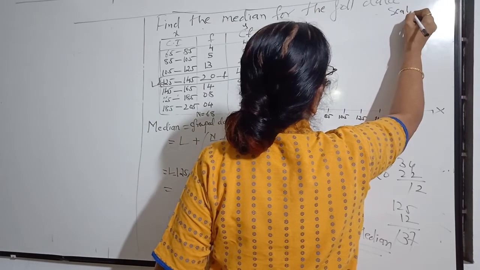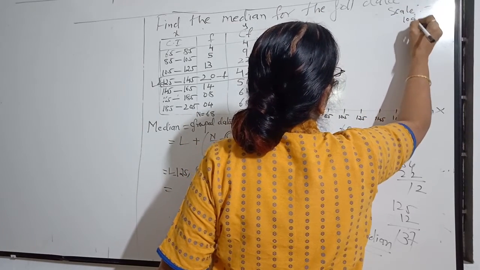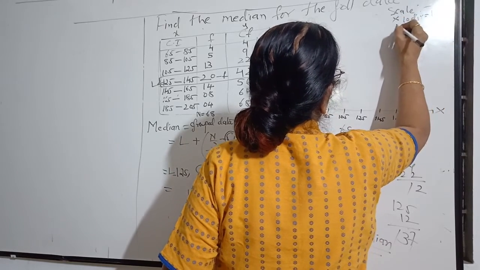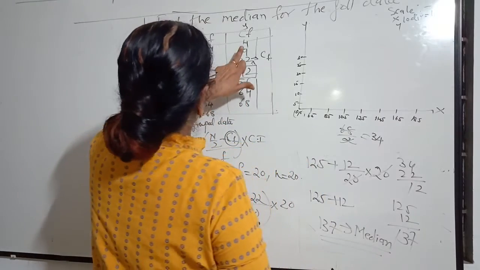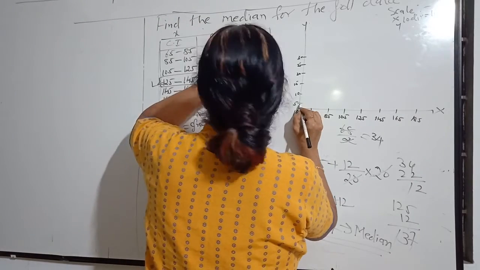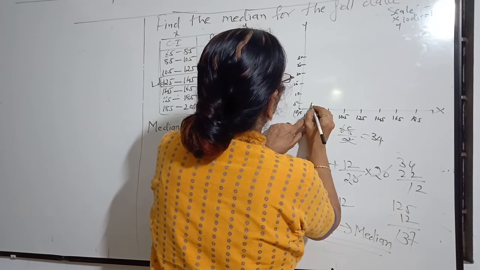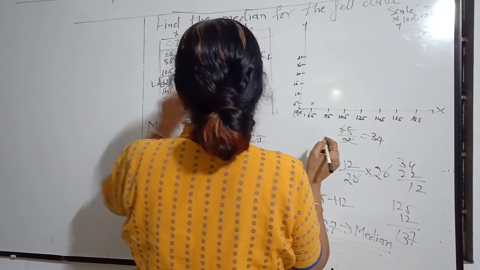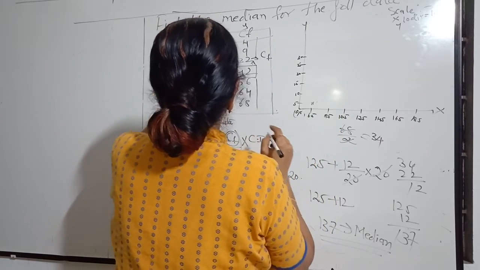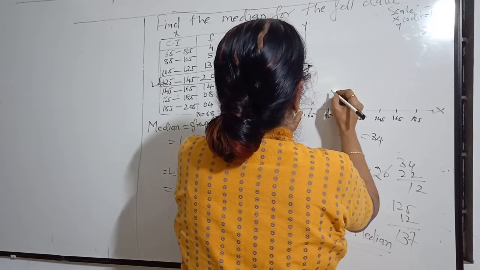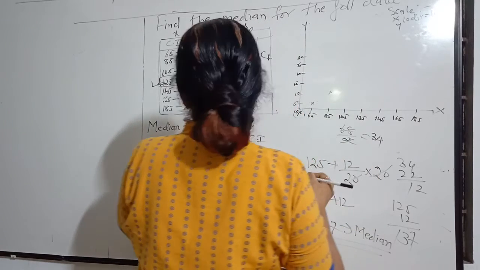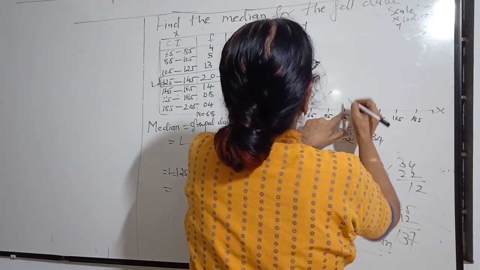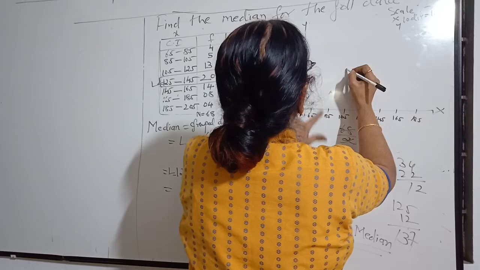Of course, you have to write the scale also. 10 divisions is equal to 1 unit for x-axis. Again, y-axis also the same. Now here, the CF for the class interval is 4. So 65 and 4 will be here. So write it down there, 65 and 4. Next is 85 and 9, a little less than 10. Then 105 is 22. Here 20, exactly 22, take it down.